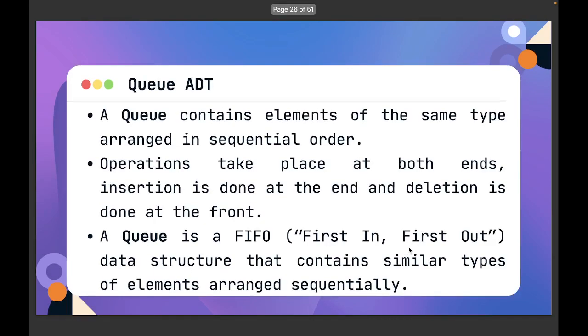Okay? So another one is the queue. So a queue contains elements of the same type, arranged in sequential order, and the operations take place at both ends. Insertion is done at the rear and the deletion is done at the front. So yung follow na naman niya, kung yung stack is LIFO, itong queue naman is FIFO, or the first in, first out. It contains similar types of elements arranged sequentially. So ito yung representation niya.